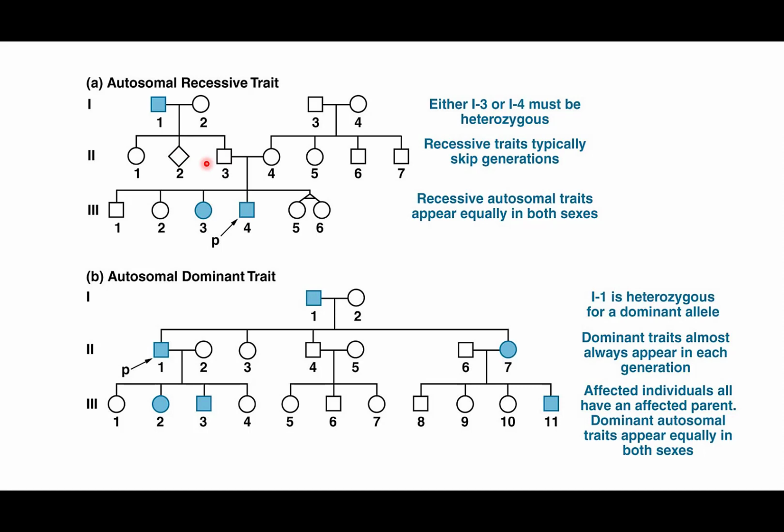Another clue is if you have an individual that suddenly has a trait, but neither of the parents have it. That's a pretty good giveaway that that's a recessive trait. Whereas in a dominant trait, if one of the parents has it, generally there's going to be an offspring somewhere that has it. You're never going to find an instance where offspring display a dominant trait and neither of the parents has it.